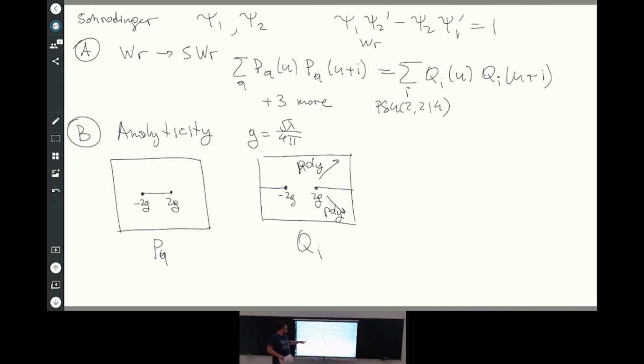Yeah. So as I said, these PAs, they go just like U to the L, roughly speaking, plus minus L, and the QIs behave as U to the delta plus minus S. So they are all power-like. I said polynomial, right? It's not really polynomial. Power-like. Power.